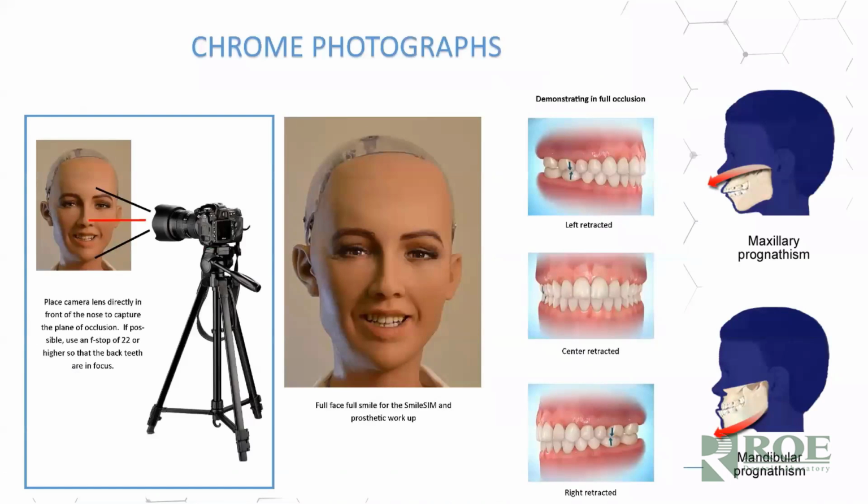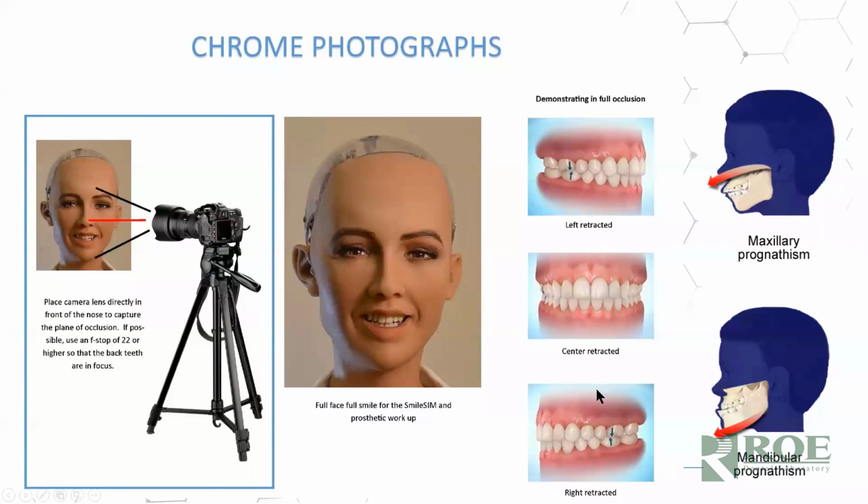So the photographs. Very simple, straightforward photographs. We do recommend an SLR camera, but frankly, cell phone pics are very high quality these days. I would recommend that even if it's a cell phone, put the camera right in the center of the nose and take the picture at that level. We really like to see the plane of occlusion as we are looking at the center of the face. Full face, full smile. Try to get your patient to have an exaggerated smile.